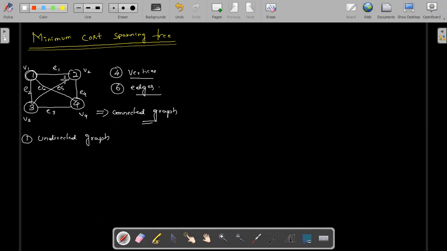Okay, see, if you want to find the minimum cost spanning tree for a directed graph, it is not possible. So only for an undirected graph, it is possible. Okay, you should understand this one. Again, now please observe here. Everybody, please observe here. For this graph, I am going to write some of the graphs.